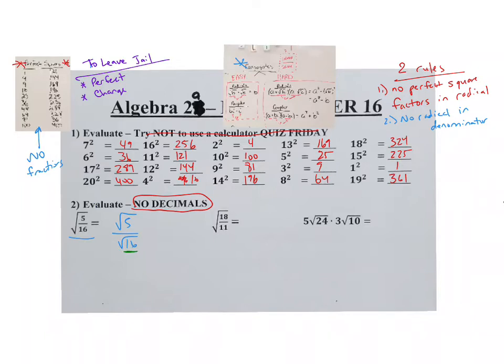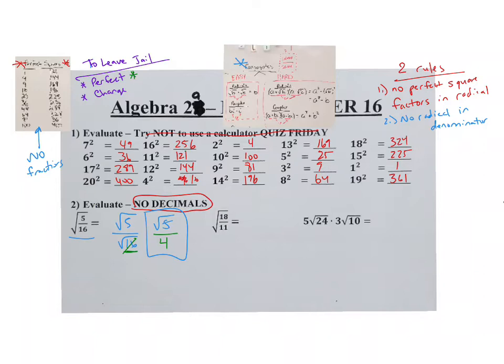16 is perfect. So since 16 is perfect, it's going to change into 4. Radical 5 just stays the way it is. Radical 5 has no perfect square factors. So we're done.